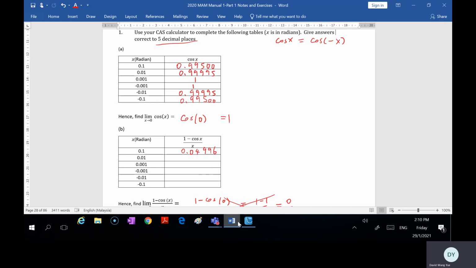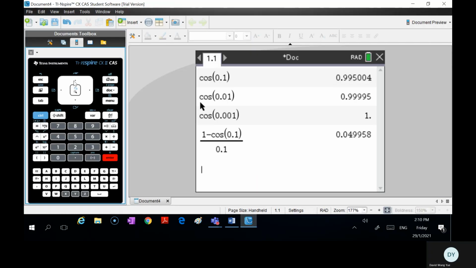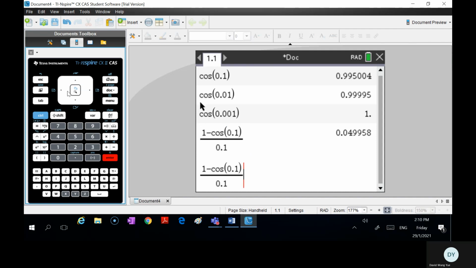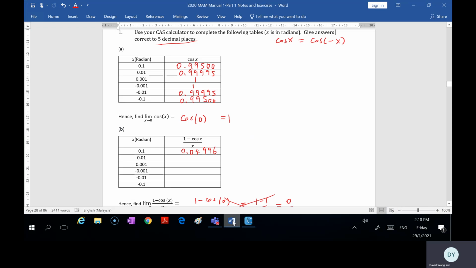How about if I change to negative 0.1? Remember to put the negative sign using this button. We get negative 0.04996. That is because cosine x equals cosine negative x, but this x also changed to negative x, so the value will go to the opposite side.